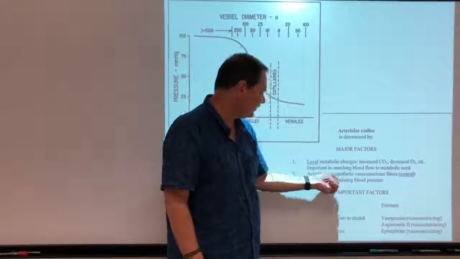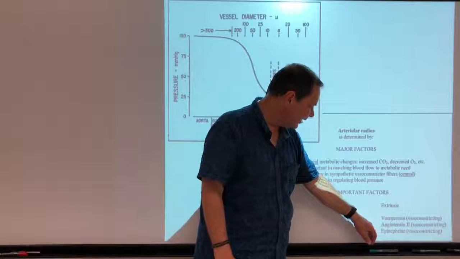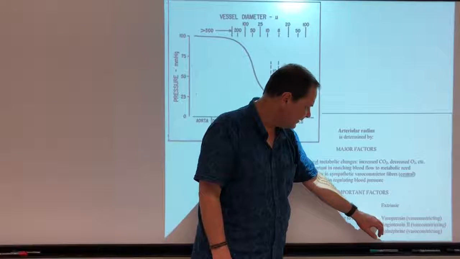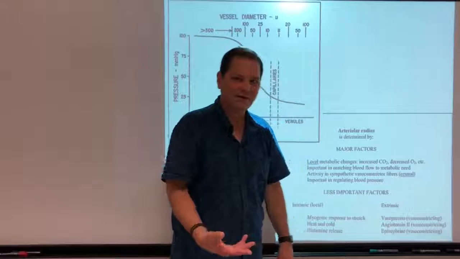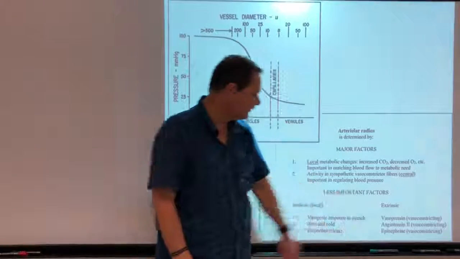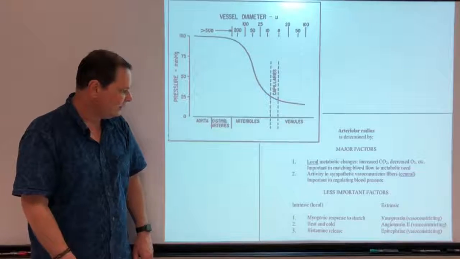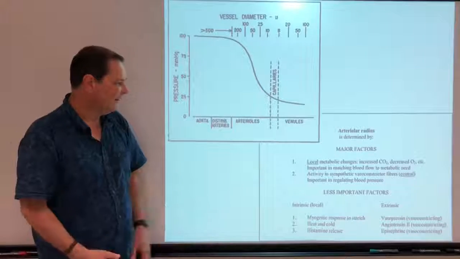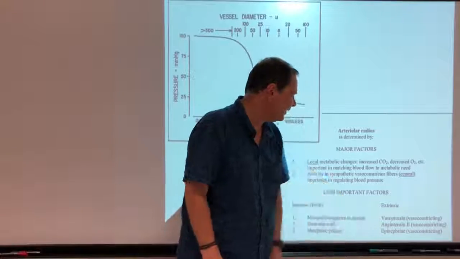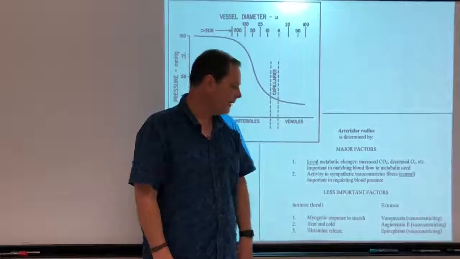Extrinsically, you have, of course, the sympathetic nervous system. You also have other peptides and various hormones that cause vasoconstriction, like vasopressin and angiotensin. We'll be talking about these later in the block. Epinephrine is really part of the sympathetic nervous system. It comes from the adrenal glands. Okay, so those are just some less important factors, local and extrinsic. Extrinsic meaning coming from elsewhere, not from outside the tissue.